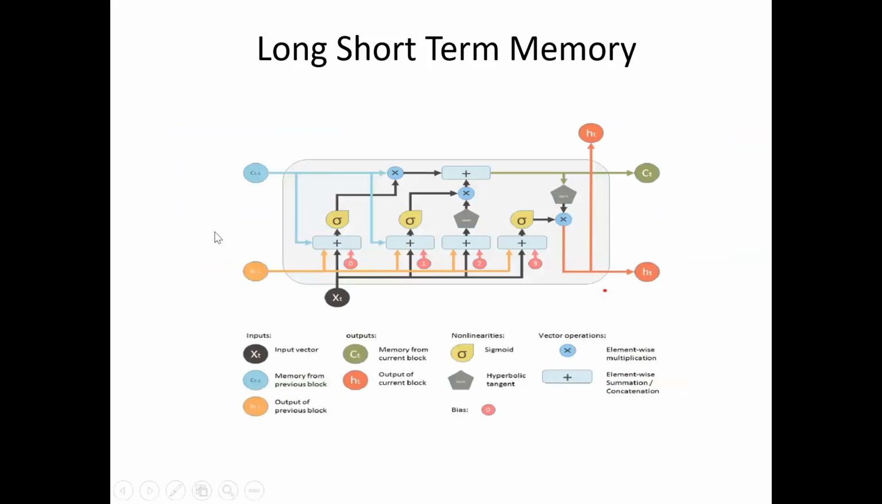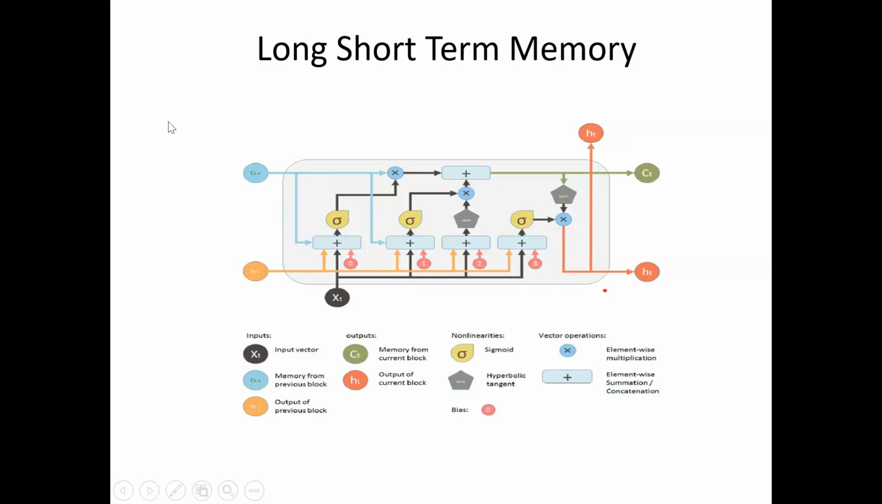This is a simple LSTM cell. There can be multiple cells and multiple layers that consist of such cells. If you see, there are different components in each cell, and different operations are performed in individual cells. Like the input vector is represented by x(t), and memory from the previous block is represented by c(t-1). So different representations are there.